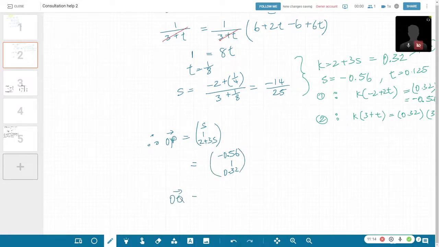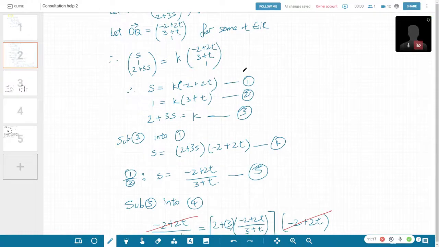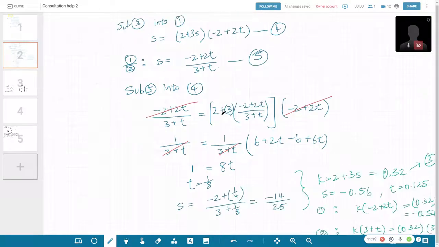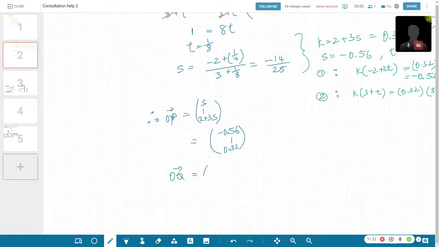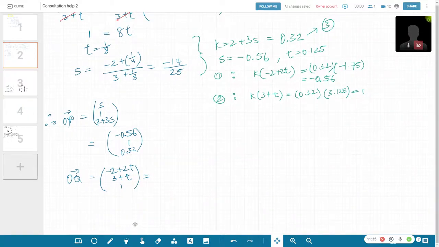OQ equals, OQ we get minus 2 plus 2T, 3 plus T, and 1. So minus 2 plus 2T, 3 plus T, and 1. Minus 2 plus 2T, we actually have it here already. So it's negative 1.75. 3 plus T, which is 3.125. And the last one is 1. So this is your OQ and OP.